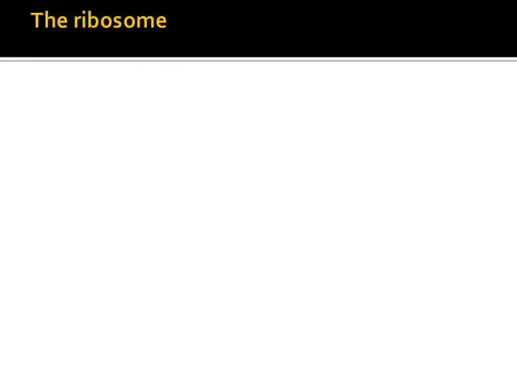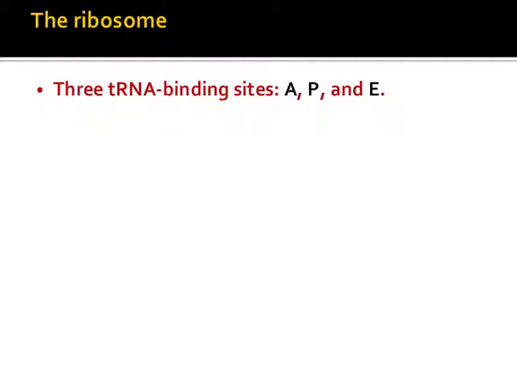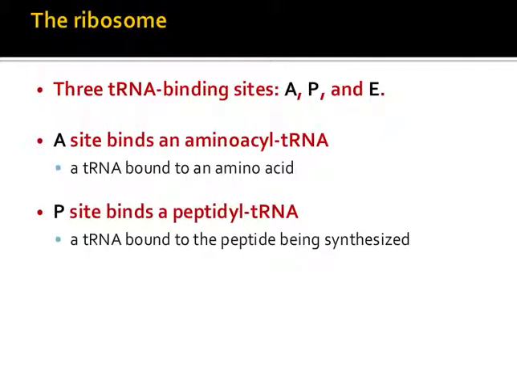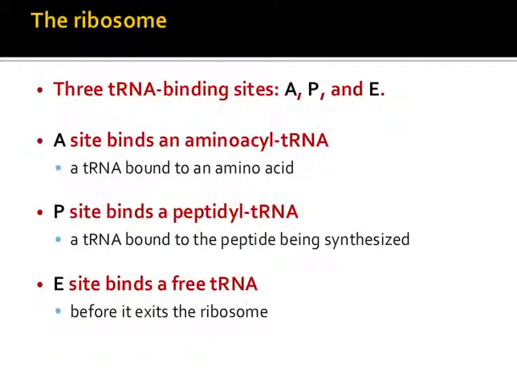Of the ribosome, we're only going to focus on 3 binding sites that participate directly in the protein synthesis mechanism. One is the acceptor site, or A site, which binds the aminoacyl-tRNA, that is a tRNA bound to an amino acid. The P site, or peptidyl site, binds a tRNA with the growing polypeptide chain. And then the exit site, where the free tRNA is located before it exits the ribosome.